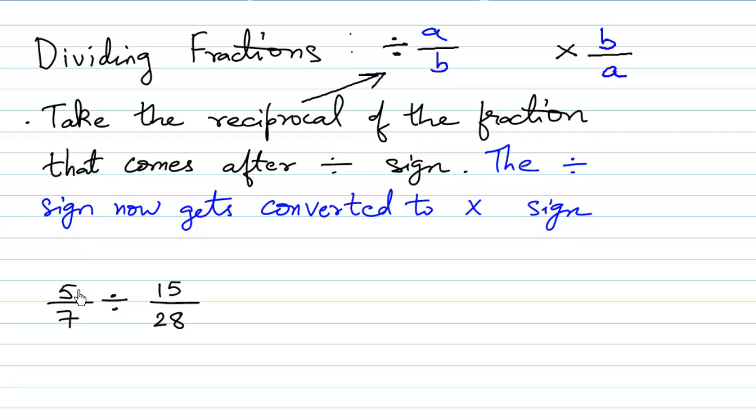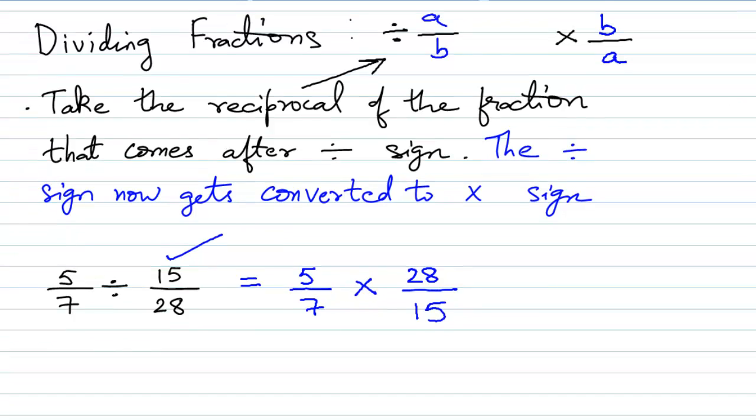What is 5 upon 7 divided by 15 upon 28? So we shall write 5 upon 7 as it is. Do not take its reciprocal also. We should only take the reciprocal of that fraction that comes after the division sign. So what is the reciprocal of 15 upon 28? It is 28 upon 15. And then this division sign can be converted into multiplication sign.